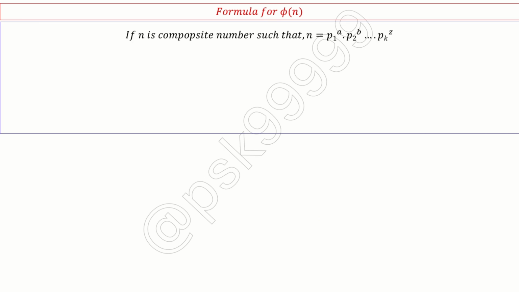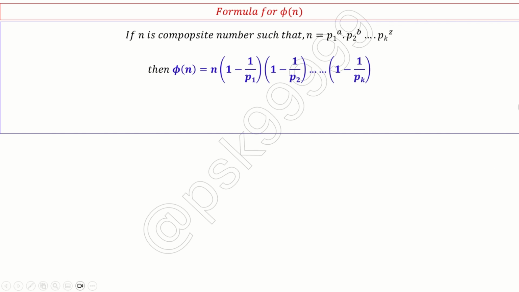Let's see. Okay, so the formula for this one is you have to write the given number in prime factorization method, that is p1 to the power of a, p2 to the power of b, up to pk to the power of z, let's say. Okay, this is the prime factorization of the given number. Then phi of n is equal to n times 1 minus 1 by p1 into 1 minus 1 by p2 up to 1 minus 1 by pk, over all prime factors. Okay, you have to subtract like this. You are not interested in the powers, you are interested in what the prime factors of this number are.